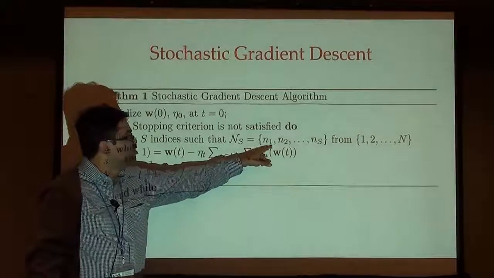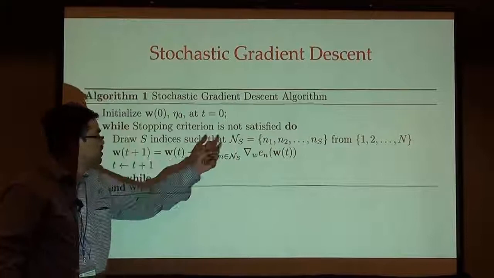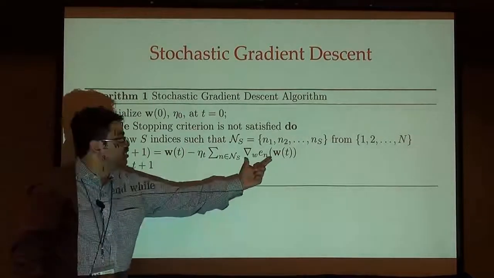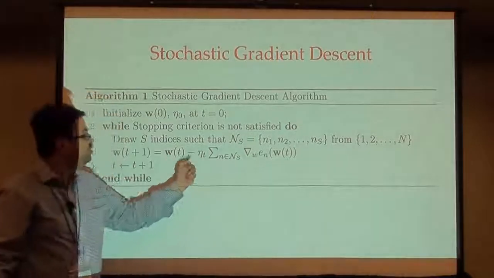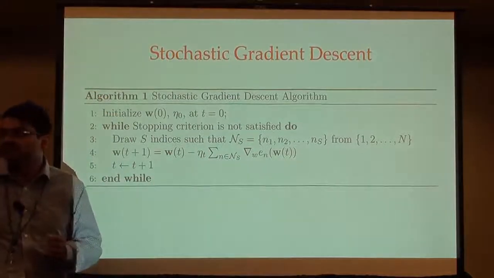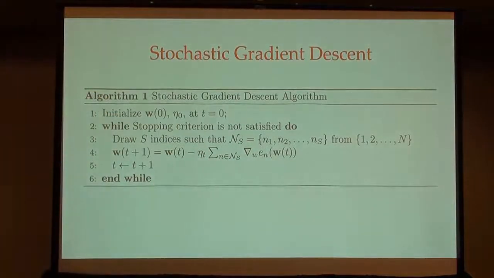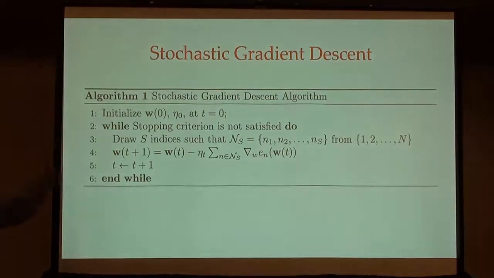So you compute this set of indices and then you compute the gradient over only those indices. And then you do your gradient update. That's all that you do. And you just go on doing it, use some sort of web services or huge computing platform, and you should be able to converge to somewhere.